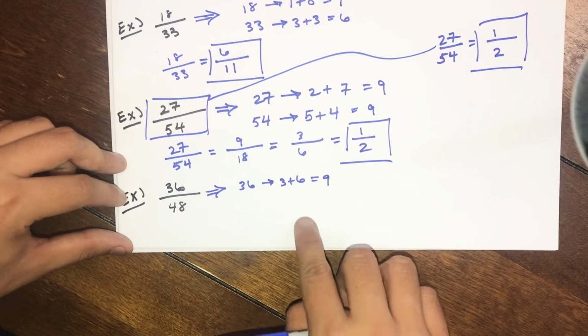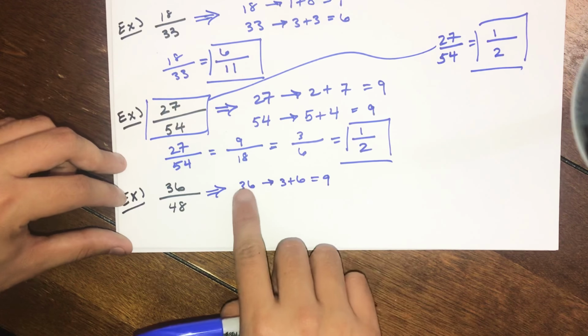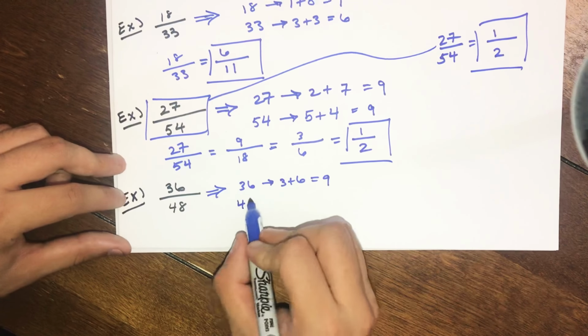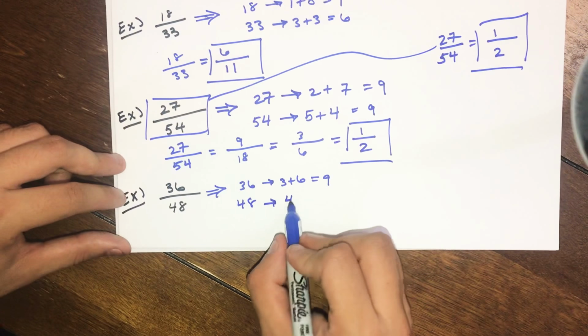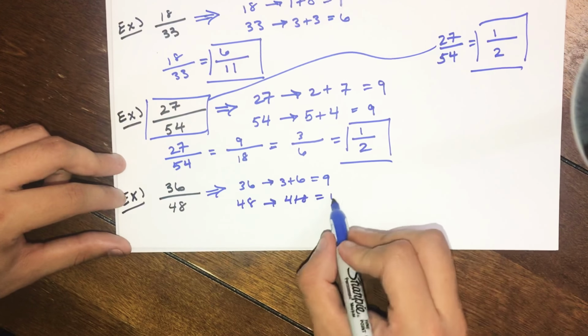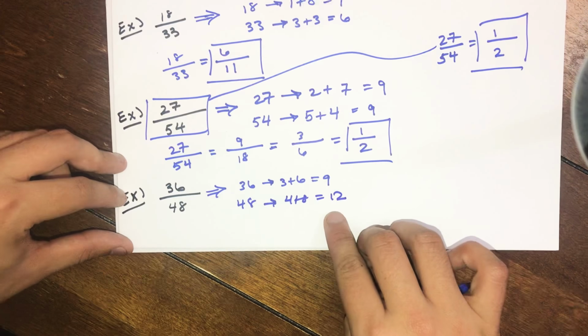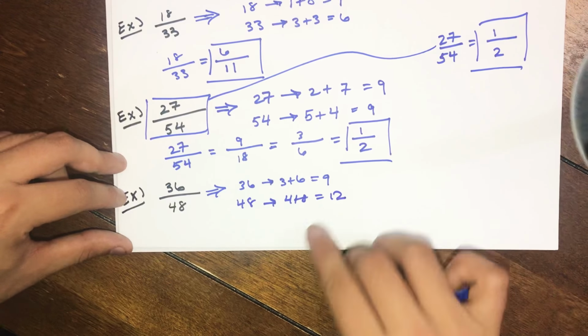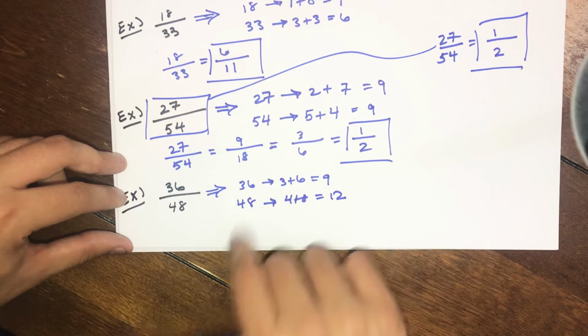Okay, 3 goes into 9. That means 3 goes into 36. Okay, 48 is going to be 4 plus 8, which is 12. 3 goes into 12 evenly. 3 goes into 12 4 times. That means 3 is going to go into 48 also.